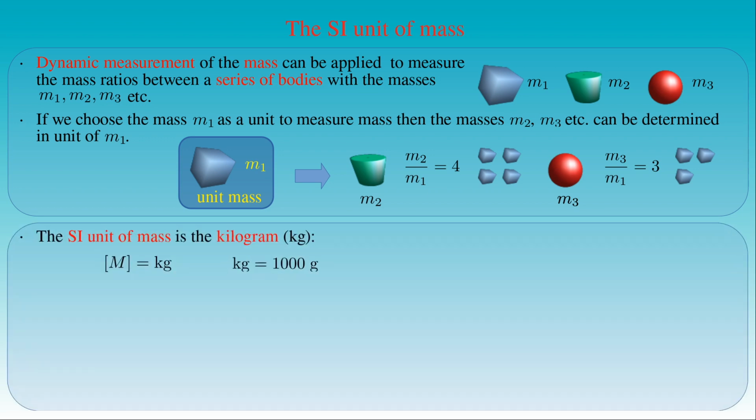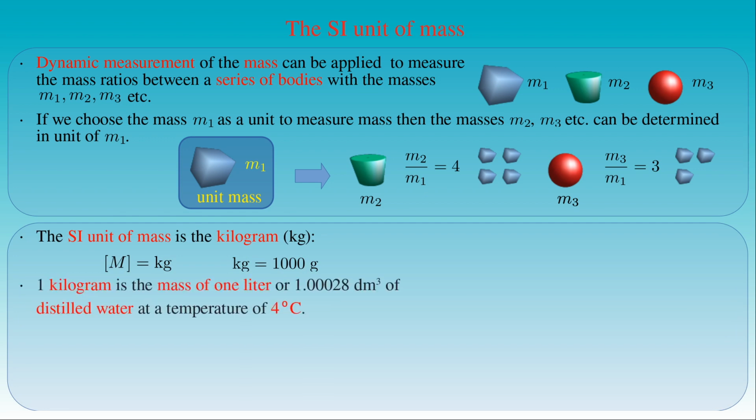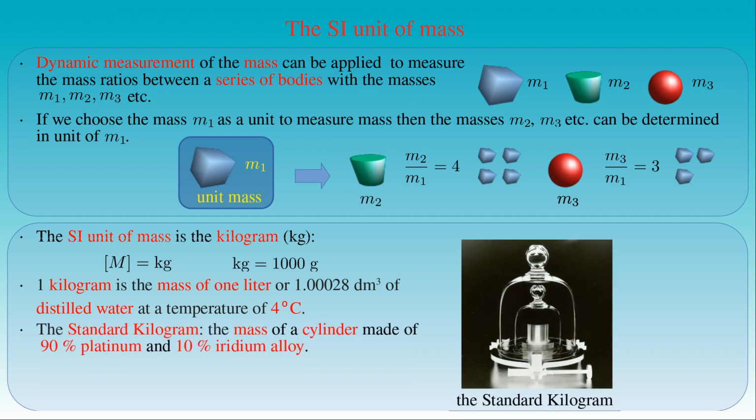The SI unit of mass is the kilogram, which is 1000 grams. The abbreviation of gram is g, and the unit symbol of kilogram is kg. The original definition of the kilogram is the mass of 1 liter or about 1 cubic decimeter of distilled water, at a temperature of 4 degrees Celsius. The modern definition of the SI unit of mass is the standard kilogram, which was in use until 2011. The standard kilogram is defined as the mass of a solid cylinder with a height equal to its diameter. The cylinder was made of 90% platinum and 10% iridium alloy, and one of its replicas can be seen in the photo.